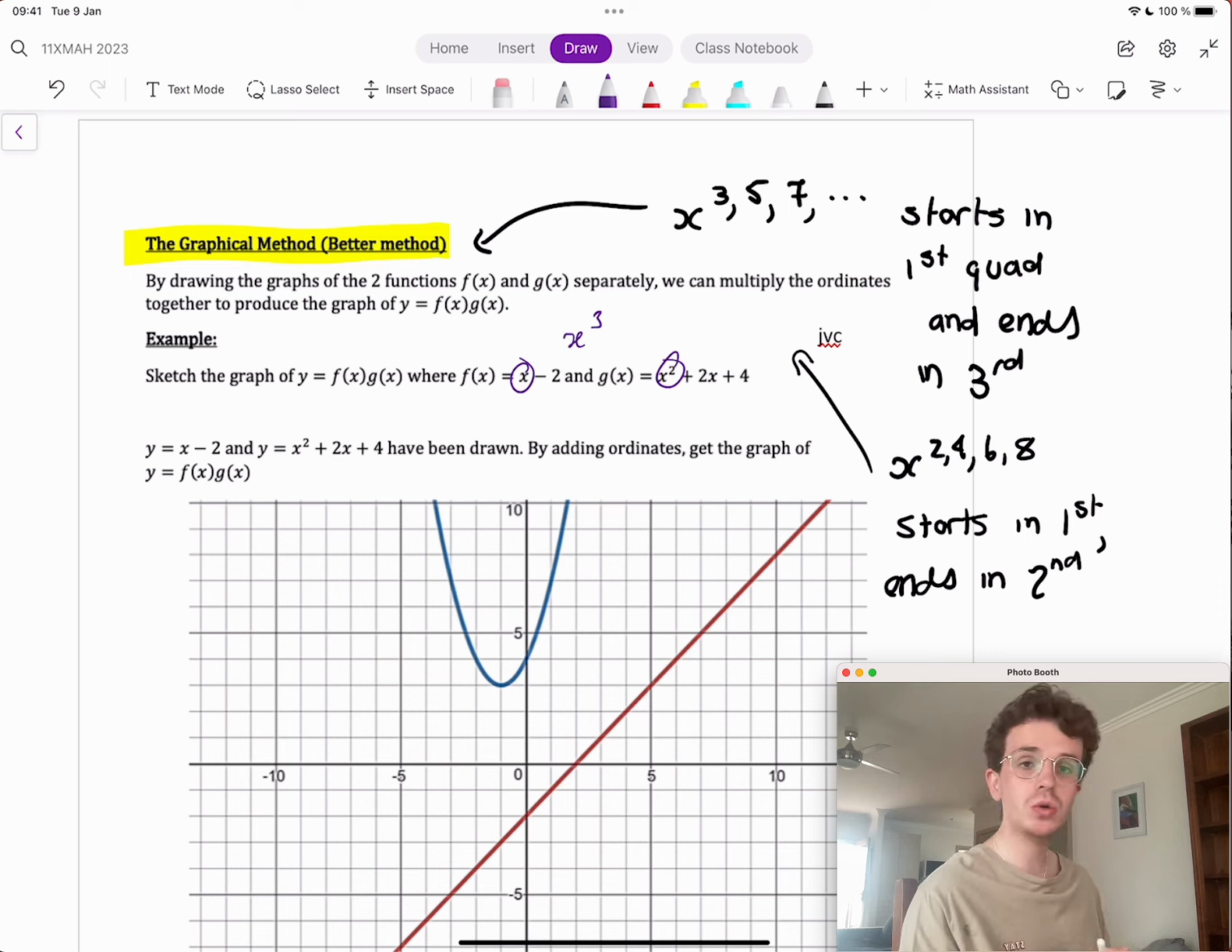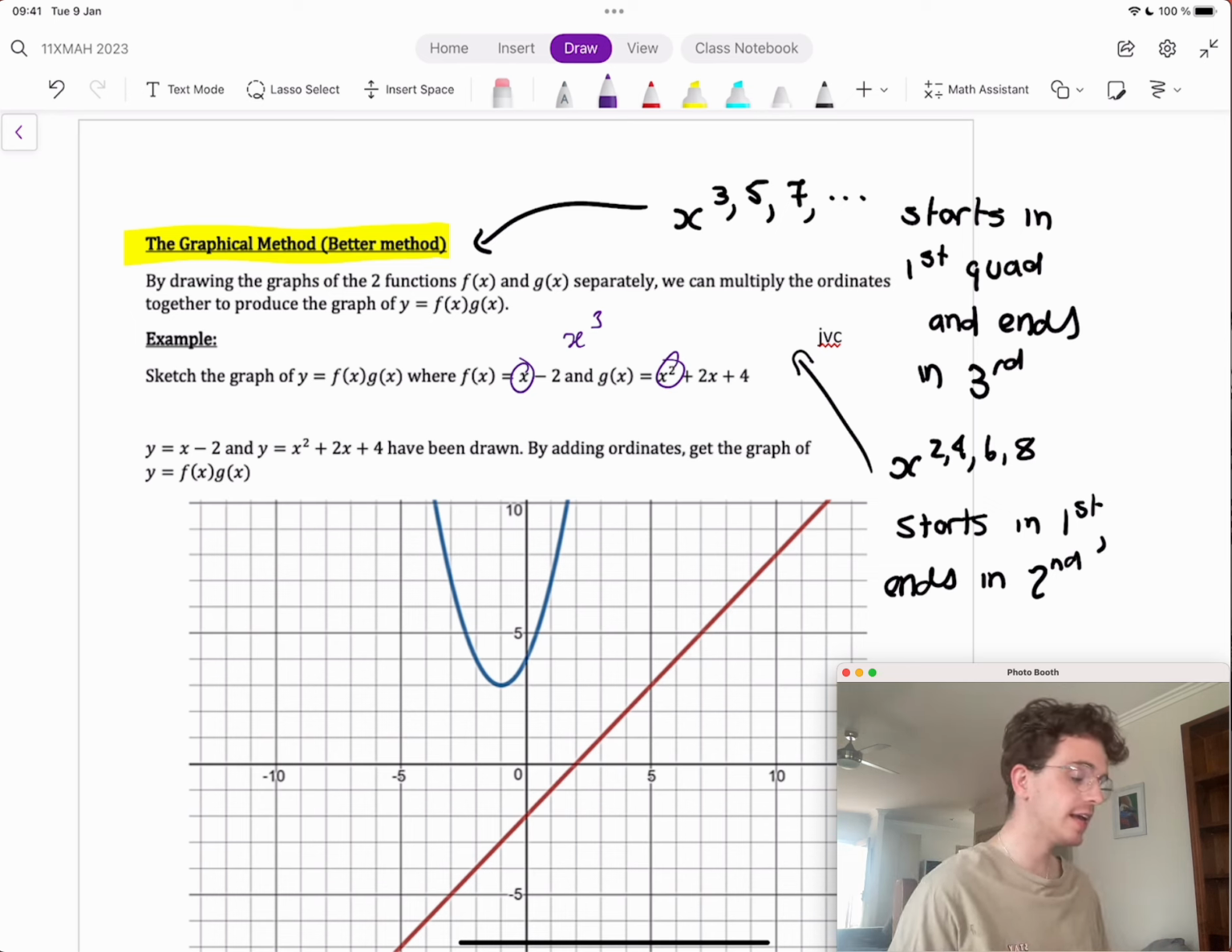Now, we should know, or we're going to learn, that any odd power of x, so x cubed, x to the power of 5, and x to the power of 7, will always start in the first quadrant and end in the third quadrant. If it's minus x to the power of 3, minus x to the power of 5, for example, it's always just going to be the opposite, start in the second quadrant and end in the fourth quadrant.